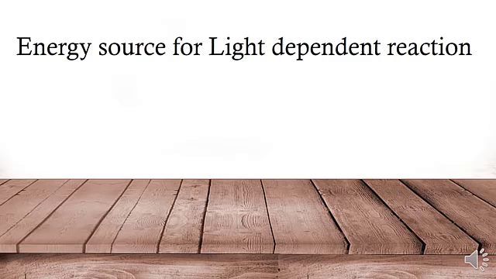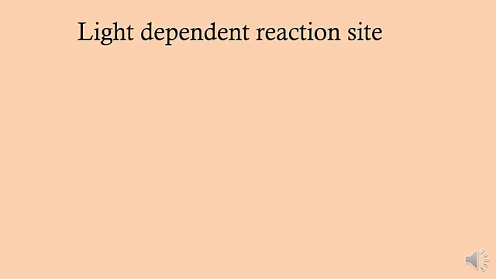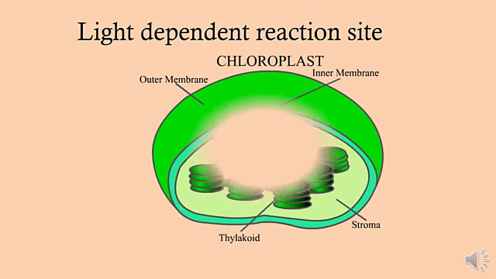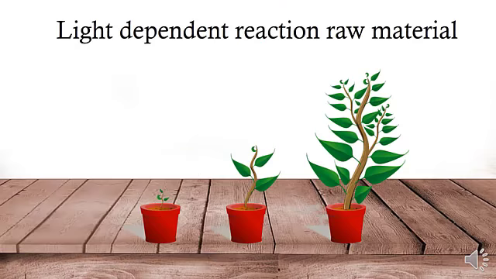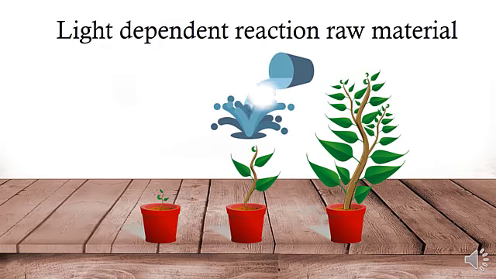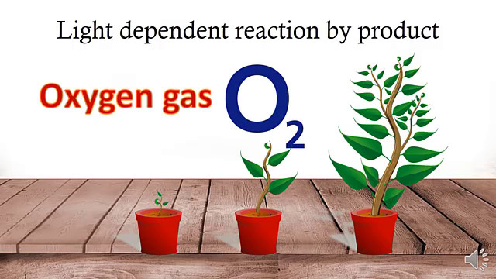Again, the energy source for light-dependent reaction is coming from the sun. This reaction happens in the thylakoid. Light-dependent reaction raw material, water. Light-dependent reaction byproduct, oxygen gas.